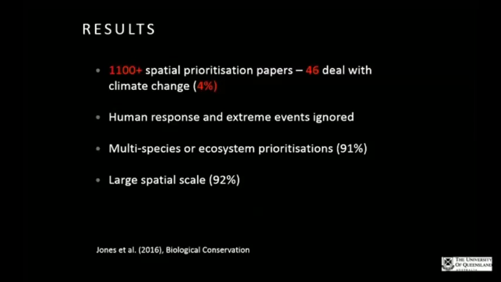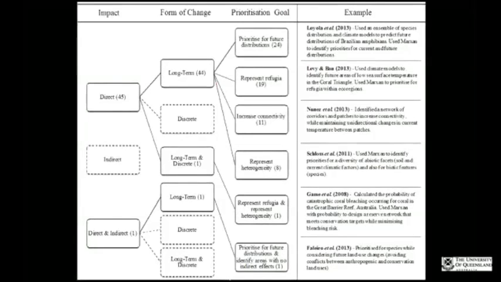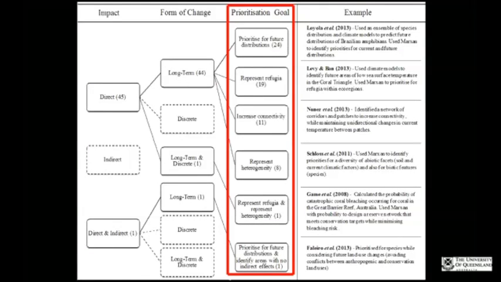I'll present one figure from this paper. This is our figure one, where we analyse the actual strategy that each paper used to help species deal with climate change. We found 6 core strategies. The red box there is the most common, and the number in the brackets is the number of papers that use that strategy. The most common was to prioritise for future distributions of species. Almost every paper just used species distribution models and climate models to predict where species are going to go, and then prioritised those areas.